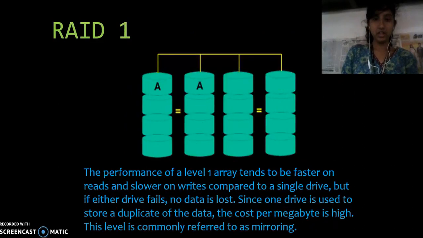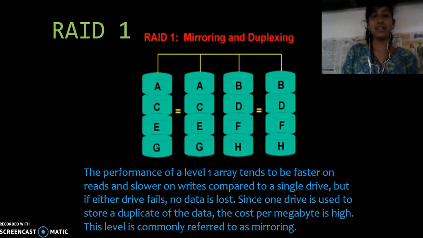Next is RAID 1. In RAID 1, this is called mirroring. As soon as one data is entered, the same data is copied to the next disk, and these are connected to one another. As you can see, the data is duplicated, and this is also known as mirroring.